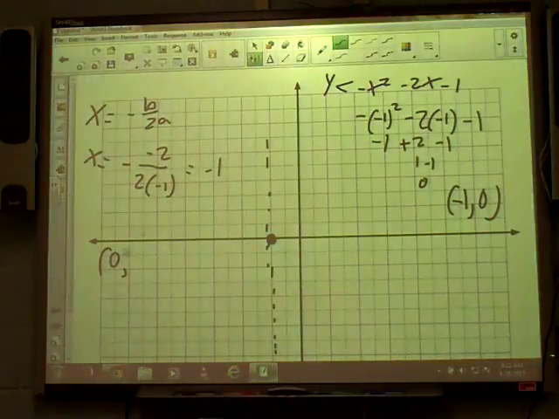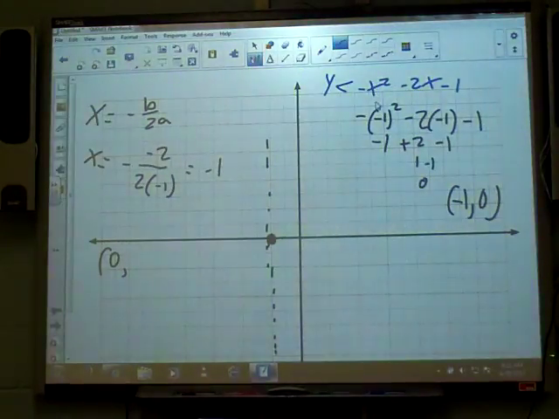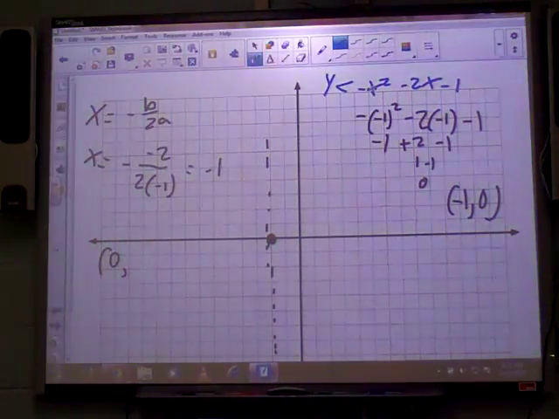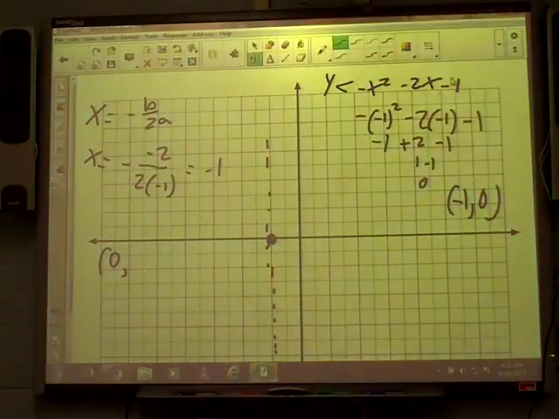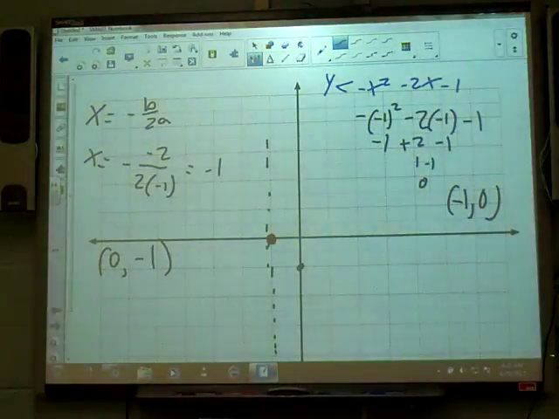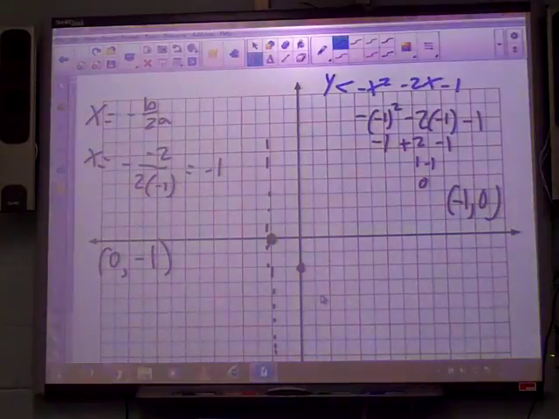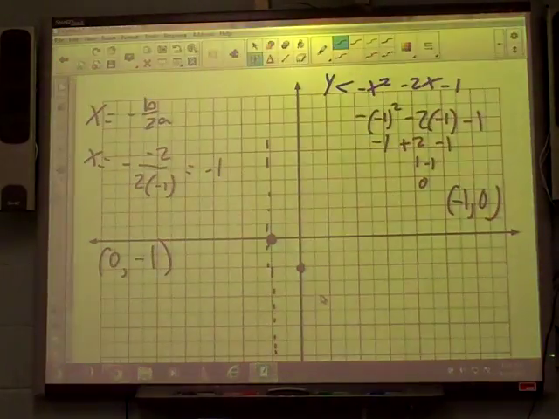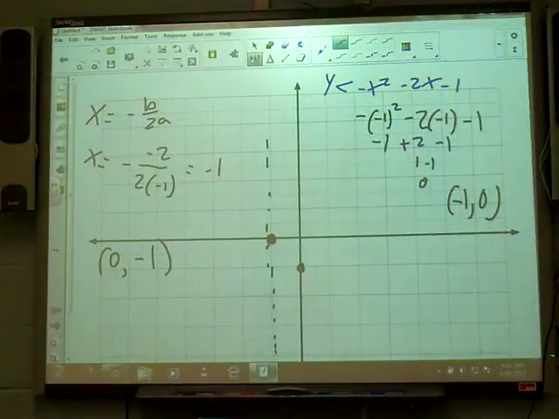So Trevor said 0. This is easy because look up here at our original equation. If I plug a 0 in there, that's 0. That's 0. All that's left is negative 1. So I'm going to go over 0 and down 1. Now to finish that parabola, remember that axis of symmetry is in the middle? So if I have this point that's 1 away, I just need to go 1 away on the other side.